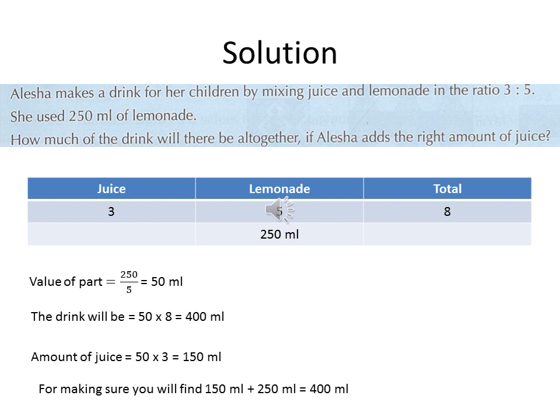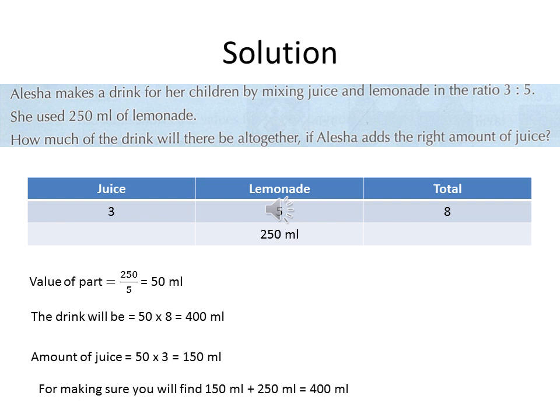Here is the answer for this question. Let me read the question for you. Alesha makes a drink for her children by mixing juice and lemonade in the ratio of 3 to 5. So she is mixing two things, and when we are solving, we are just making a ratio for two things: juice to lemonade, which is 3 to 5. After that, it tells you that she used 250 milliliters of lemonade. So I'm putting under them the amount of lemonade, 250 milliliters.